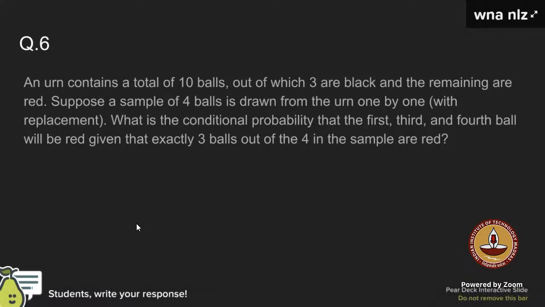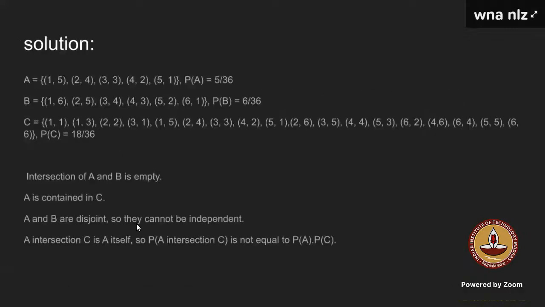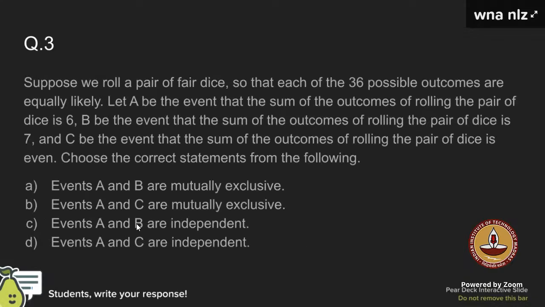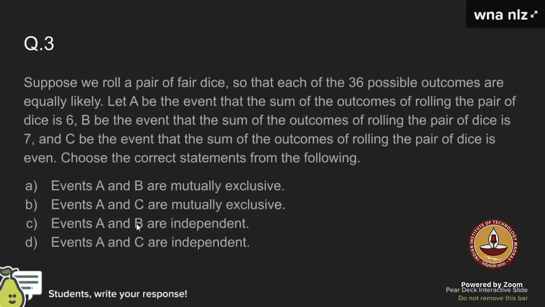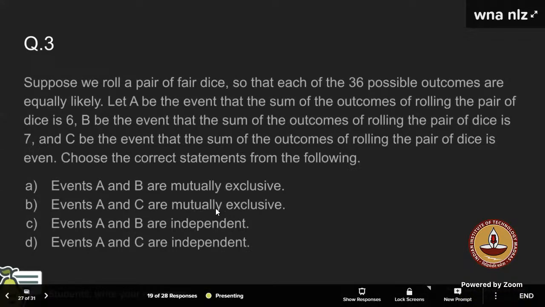So the options for the last question are what? A and D. No, that's only A, I think. What was A? We found out they were not mutually exclusive. They were dependent, and they were also dependent, right?